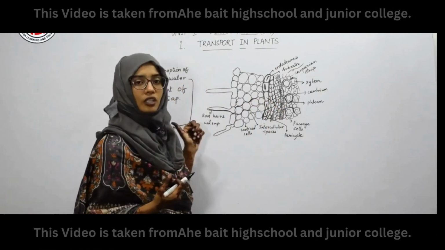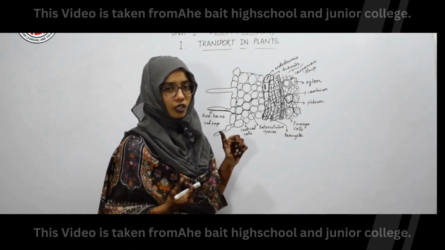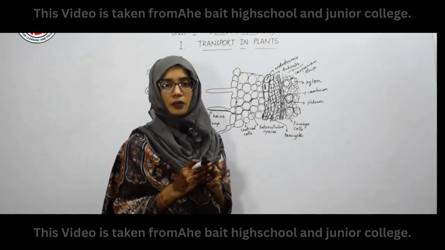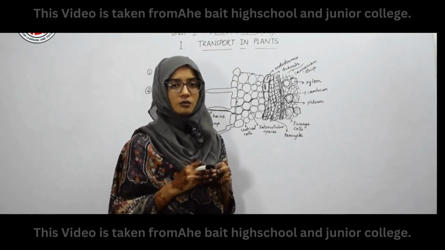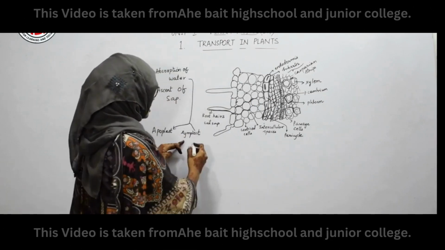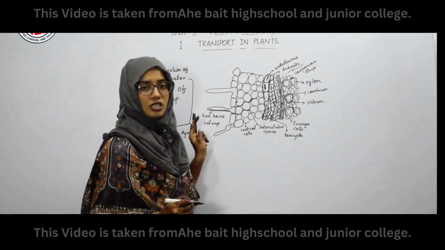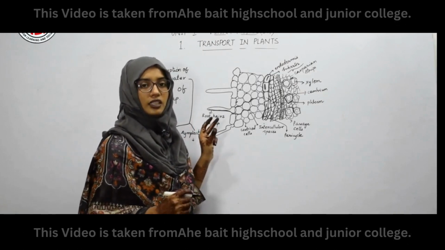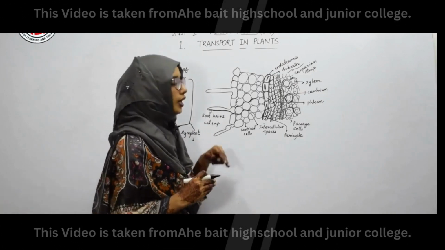So this is about the apoplastic movement of the water, and the apoplastic pathway helps in the maximum amount of the water transportation. The next one is symplast. When we talk about the symplast, it shows that the water is going to move into the cell.